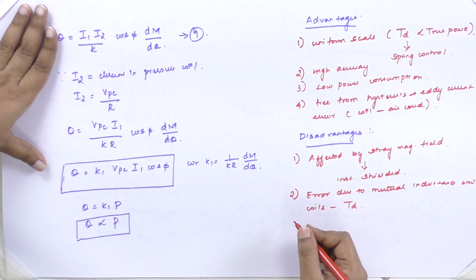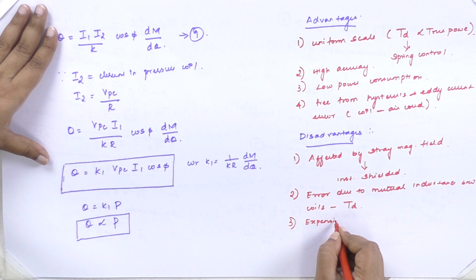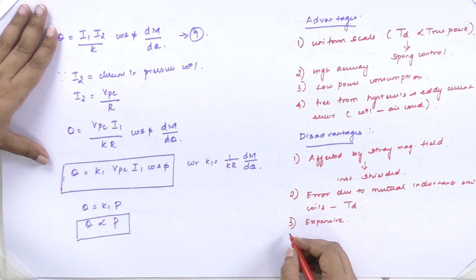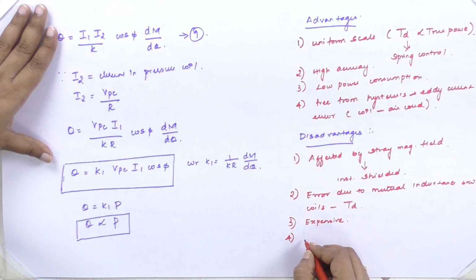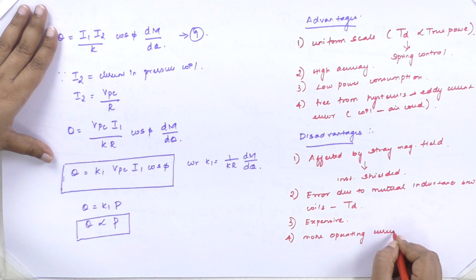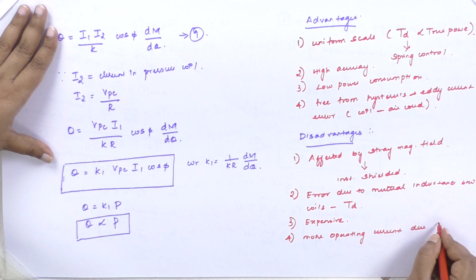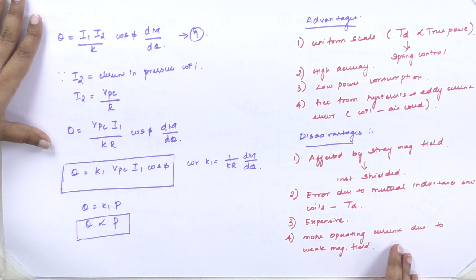The third one is that it is expensive because of the construction, and it also requires more operating current due to the weak magnetic field which is produced by the coil. So, the operating current required is more.